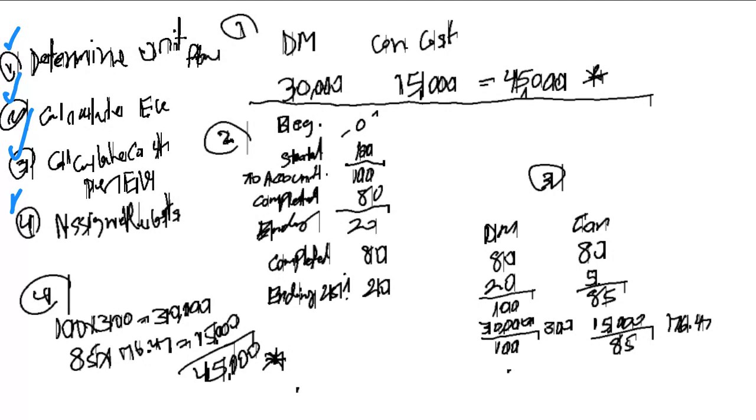In step number 2, we need to calculate the equivalent units in our production. I think in the previous video I explained how we convert incomplete units to complete units. And then in step 3, we calculate cost per equivalent unit, and we use that cost per equivalent unit to assign our cost to ending inventory in terms of direct material and conversion cost.